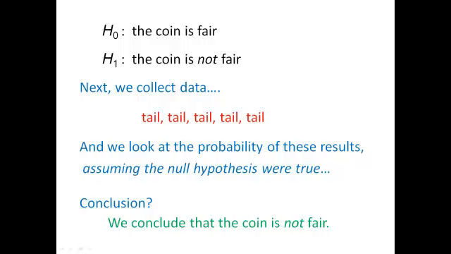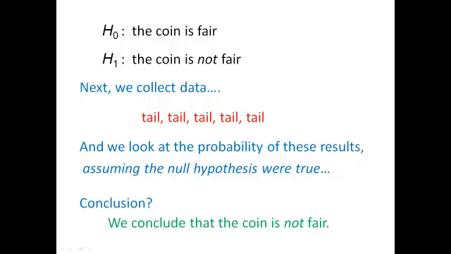The next thing we'll do is collect data. Of course, our data was 5 tails in a row. And then we look at the probability of these results, assuming the null hypothesis were true. Well, remember we said that if the null hypothesis were true, if the coin was fair, then we would only expect to get 5 tails in a row about 3 times out of 100. So our conclusion? We conclude the coin is not fair.